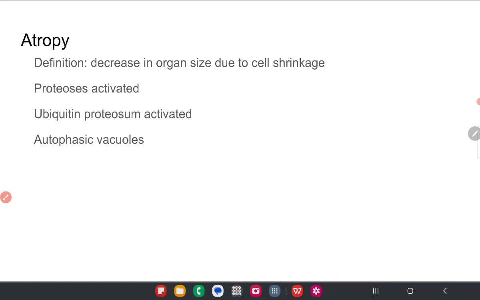Next, atrophy. Atrophy is a decrease in the size of an organ due to cell shrinkage. Cell shrinkage means the size of the cell membrane as well as internal organelles decreases due to causes like disuse or denervation. This mainly involves protease activation pathways and ubiquitin proteasome activation. Ubiquitin proteasome activation is muscle derived, along with autophagic vacuoles. Autophagic vacuoles are a self-killing type of vacuole which cause a decrease in the size of a cell.